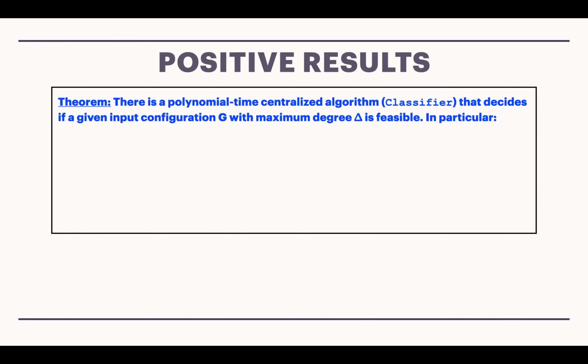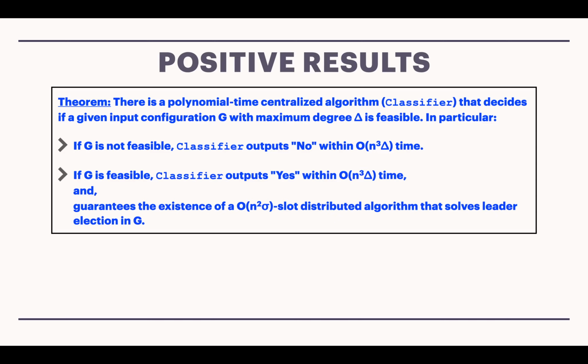So that was a lot of bad news. Let's go over what we can actually accomplish. We proved that there is a polynomial time centralized algorithm, which we'll call classifier, that decides if a given input configuration G with maximum degree delta is feasible. In particular, if leader election cannot be solved on the configuration G, then classifier will output no, within big O of n cubed delta time. If leader election can be solved in configuration G, classifier will output yes within big O of n cubed delta time, but we're also guaranteed the existence of a distributed algorithm that will solve leader election in the given configuration, and the number of time slots used by that distributed algorithm is big O of n squared times sigma.